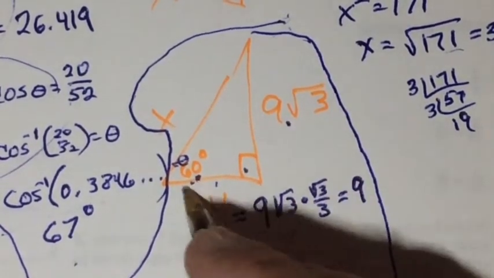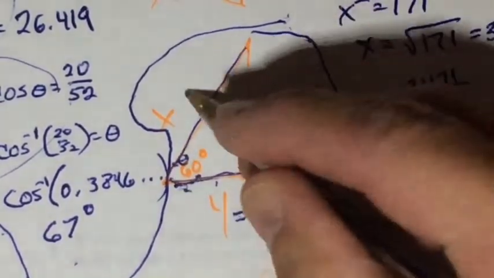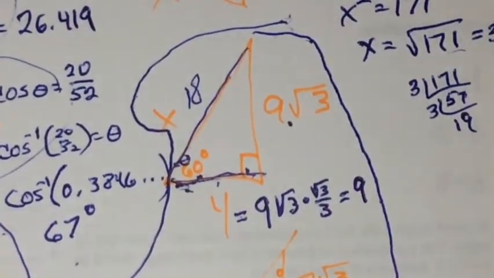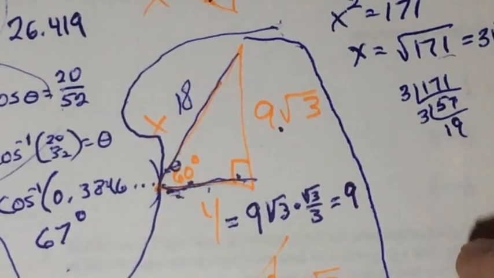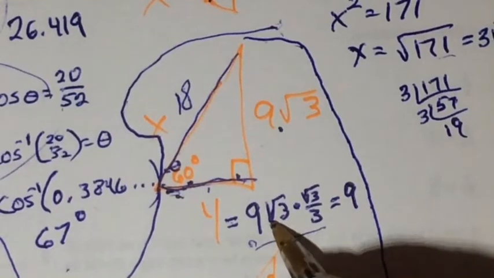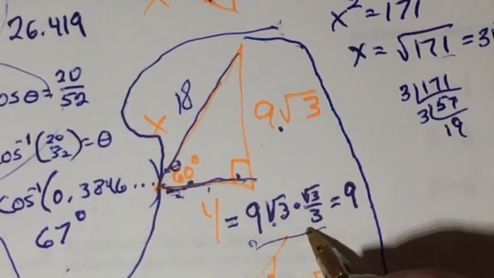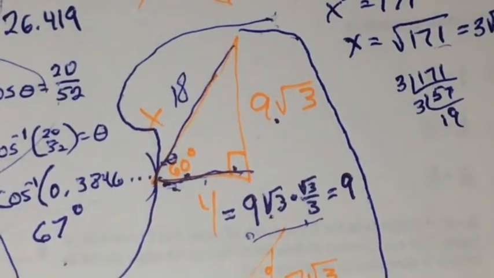So this is 9. And whatever this is, this has to be twice as big. So this is 18. How do you simplify this? Well, square root of 3 times square root of 3 is 3. Divided by 3 is 1. Okay.